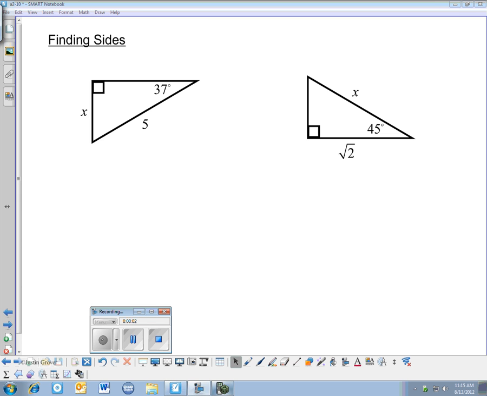To find the missing side of a right triangle, if you have two sides, to find the third you could just use the Pythagorean theorem. That's not what's happening in here. We're missing more than one side, so the Pythagorean theorem won't work. We only have the length of one side.